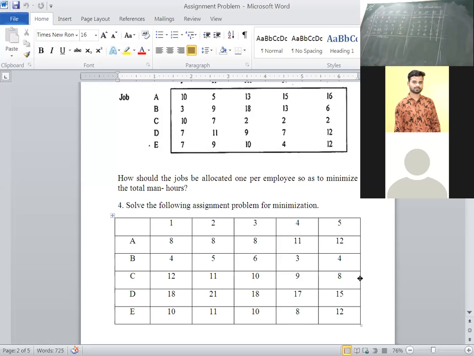Students, समझ में आ रहा है क्या? Yes ma'am. I want one boy. Yes ma'am. समझ में आ रहा है क्या? Okay.